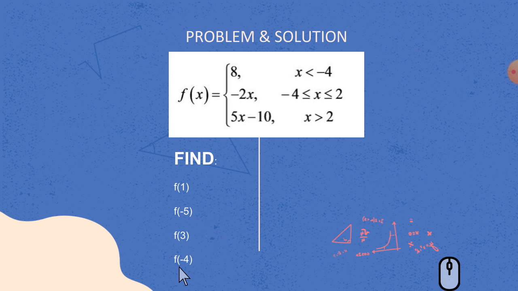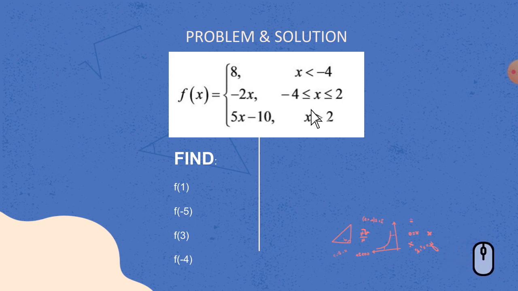So paano nga ba mag-solve ng piecewise function? So tignan natin dito yung ating f of 1. So si f of 1, nasaan kaya siya dito? Saan kaya siya tatama or aling function ang ating gagamitin? So tignan natin si 1. So itong 1 na ito, substitute natin sa value ng ating x dito. Okay, kapag sinubstitute natin si 1 dito, 1 is less than -4. So tama ba o hindi? So si 1 ba ay mas maliit kay -4? So mali. So hindi natin pwedeng gamitin si f of x is equal to 8.